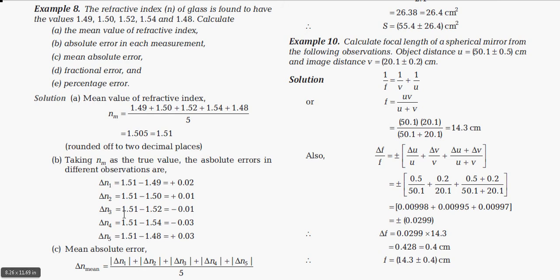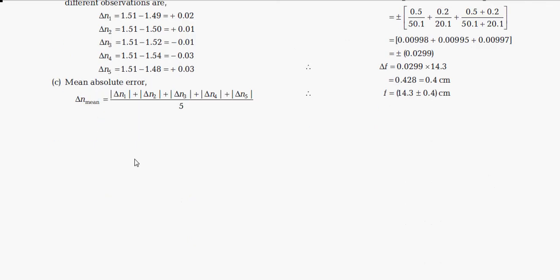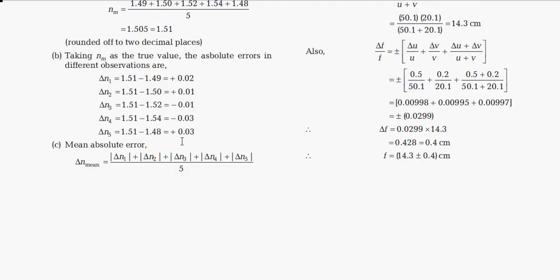Okay, same way we'll consider the mean value and the subtraction with this value, so on we'll get the value. Now we need to find the mean absolute value. For this we have to do the same step like the mean value which we did in the earlier step, but the only difference will be we need to consider the mod here. So we'll take the mod of all these values, find the mean value.